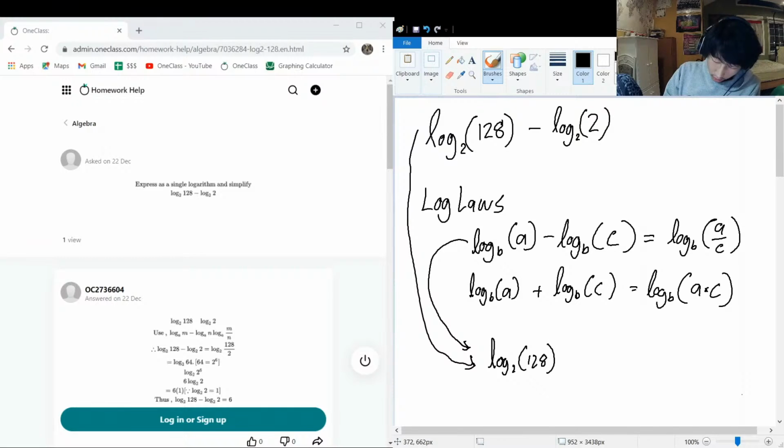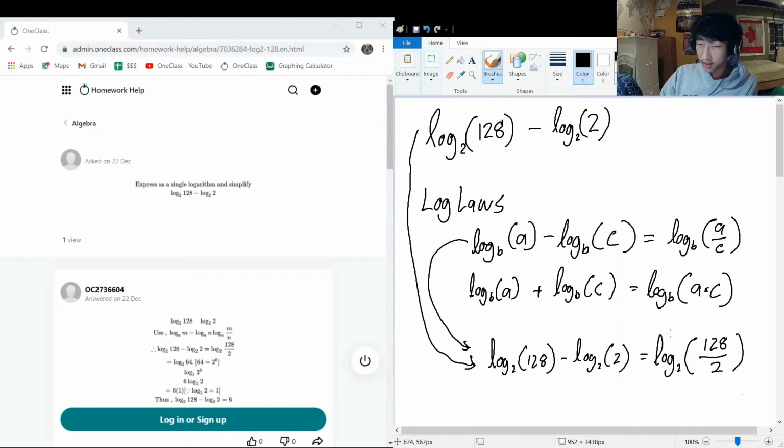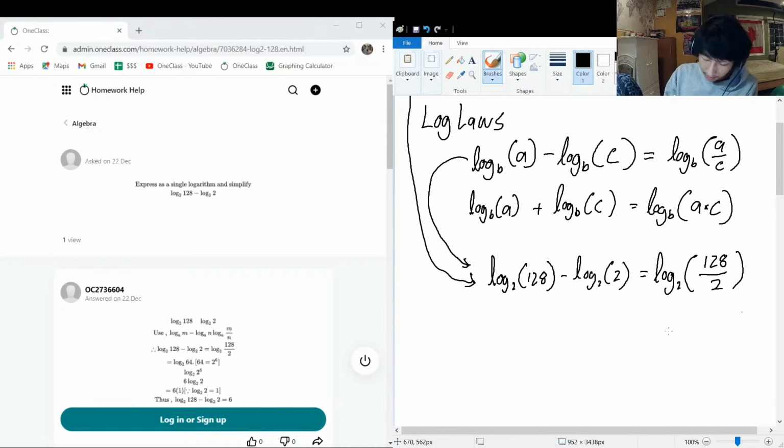So log base 2 of 128 minus log base 2 of 2 is equal to log base 2 of 128 divided by 2. Nice and straightforward. Okay, now let's simplify that a little bit farther. So that's log base 2. Now what's 128 divided by 2? Well, the quick mathers of us could see that that has got to be 64. Just 64.